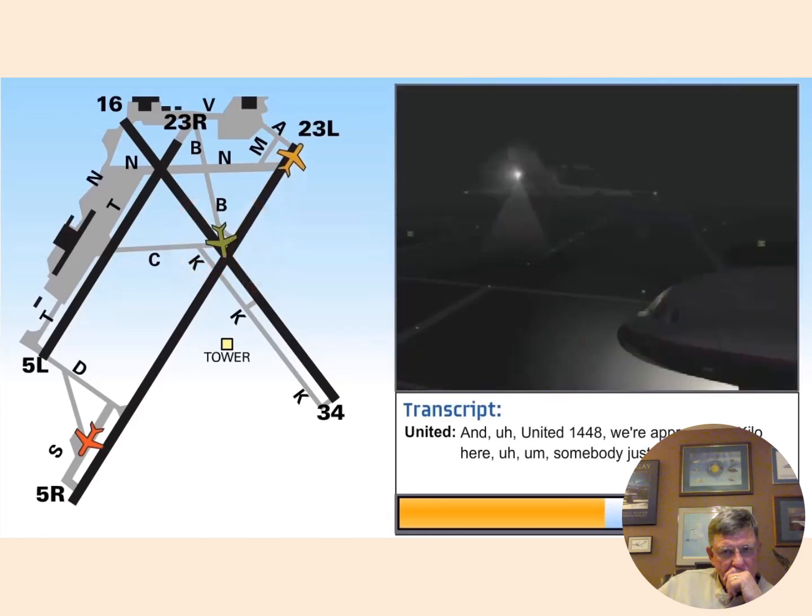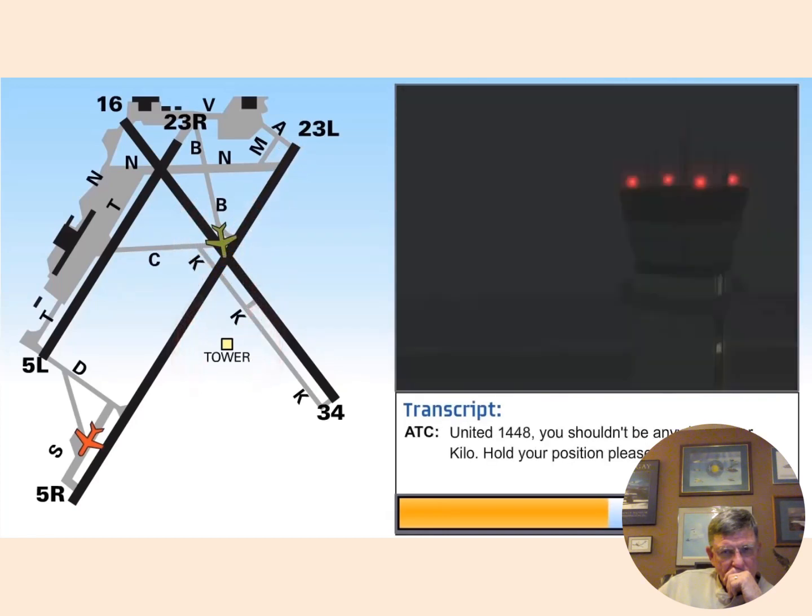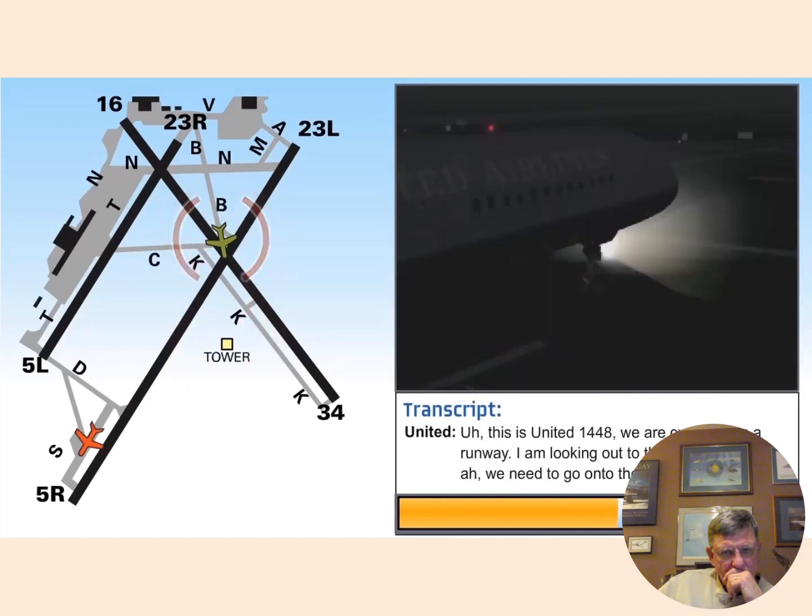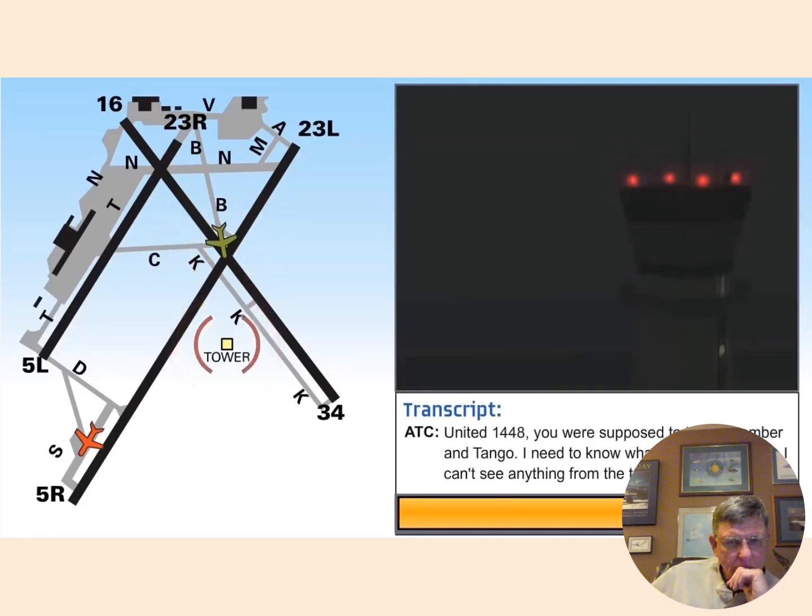Somebody just took off. United 1448, you shouldn't be anywhere near Kilo. Hold your position, please. Just stop. This is United 1448. We are currently on a runway. I was looking out to the right for Kilo. We need to go onto the Kilo taxiway. United 1448, you were supposed to taxi November and Tango. I need to know what runway you're on. I can't see anything from the tower.